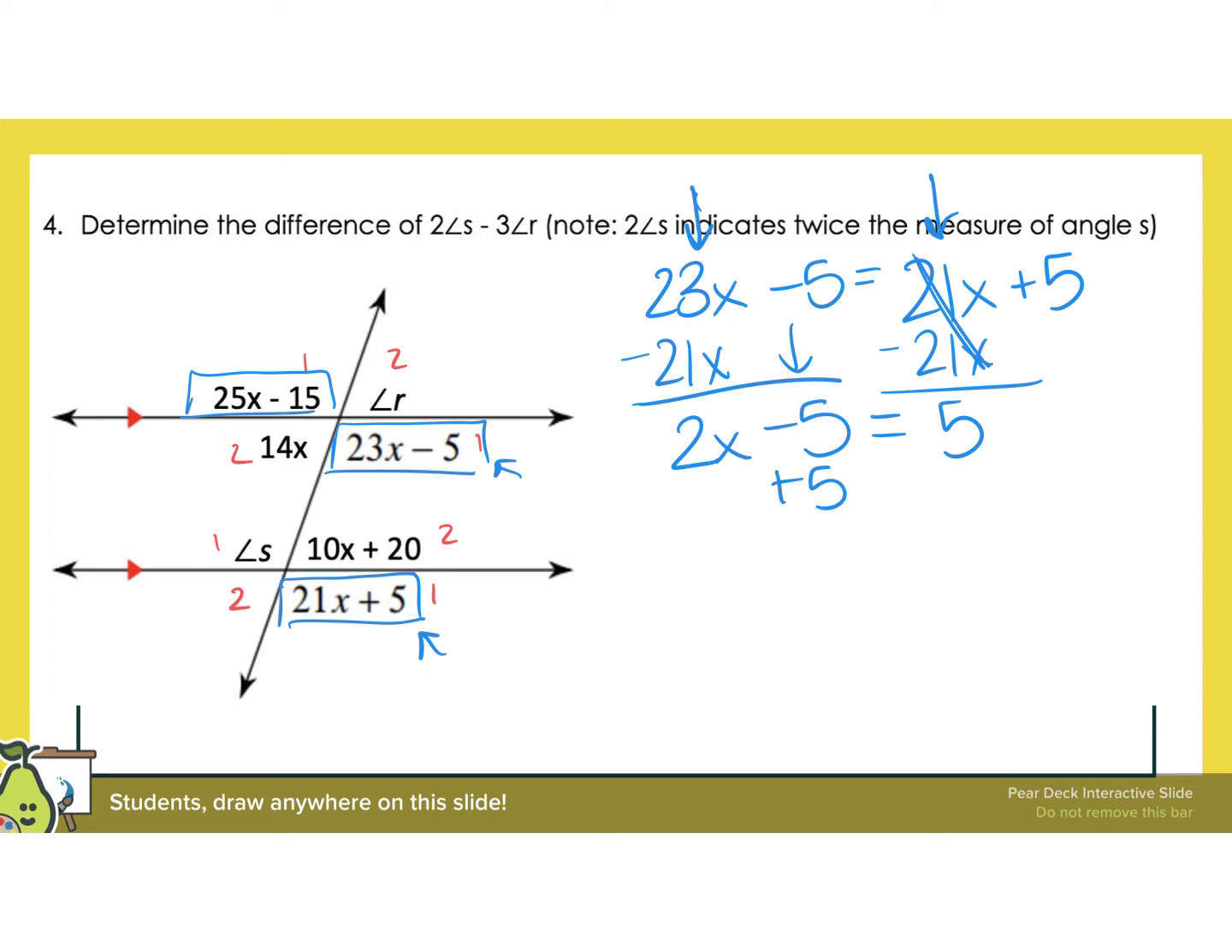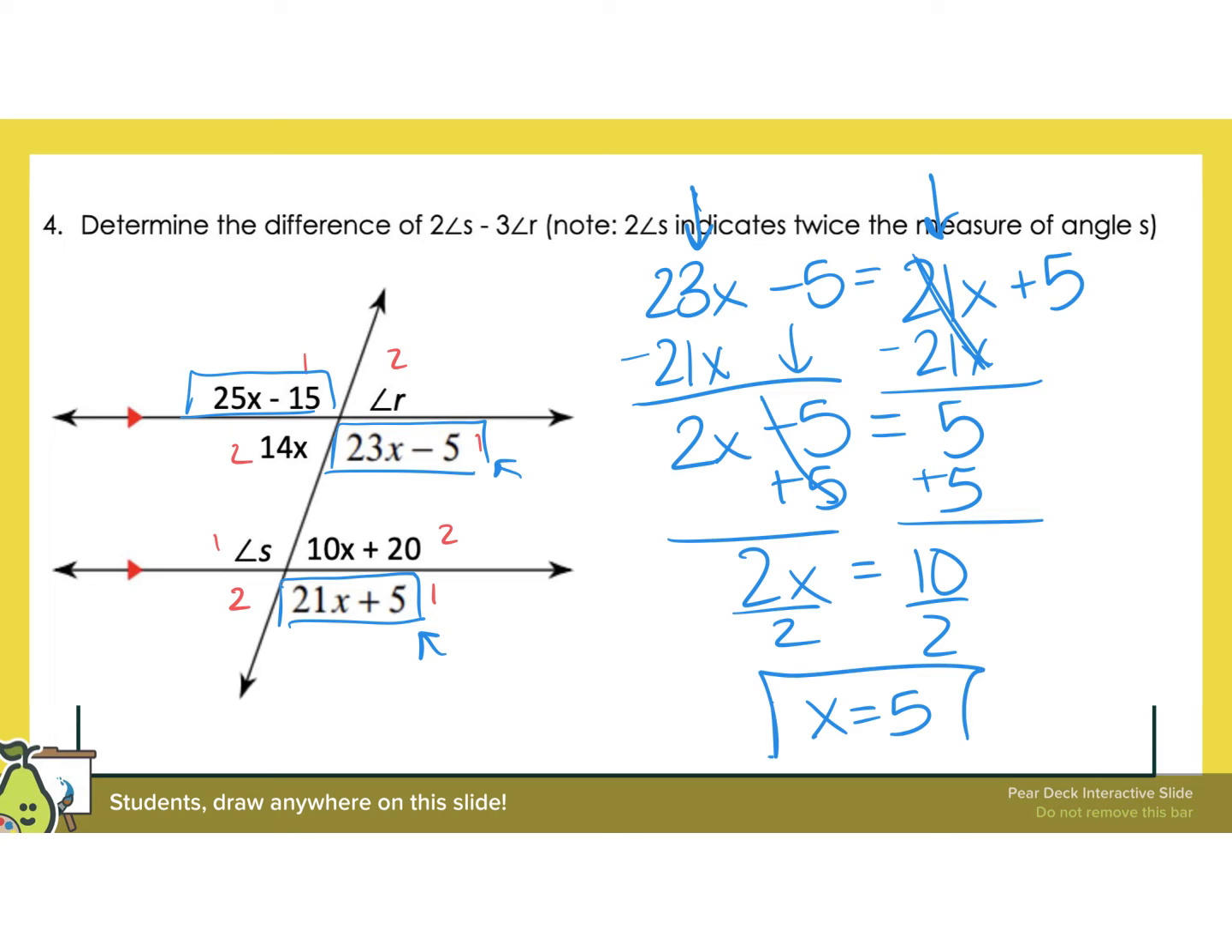I need the 2x by itself, so the minus 5 has to go. I'm going to do the opposite on both sides. Bring down the 2x. Bring down the equal sign. 5 plus 5 is 10. I want it to say x, not 2x. I get rid of that 2 by dividing. So x equals 5. Not the answer, but that's where we're stopping today.